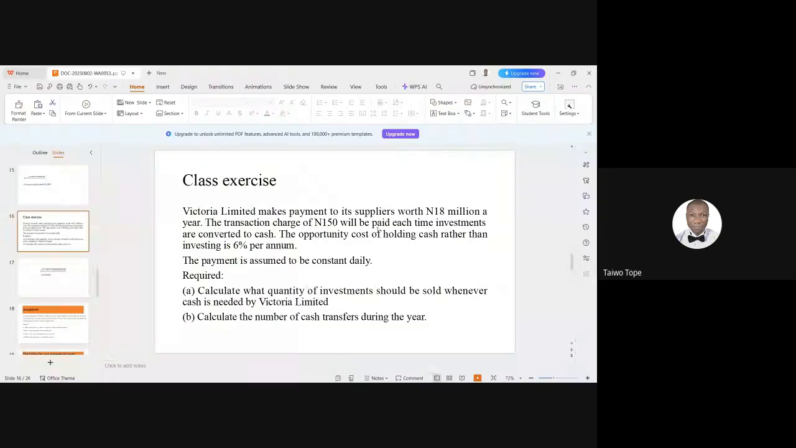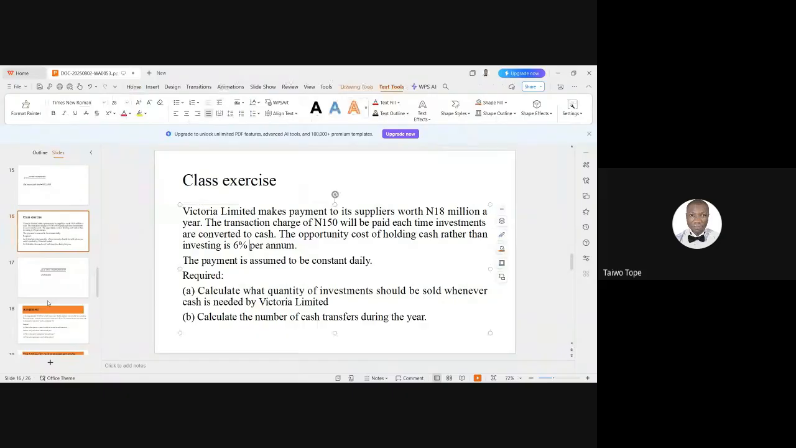If you are getting 18 million in a year, how many times will you get 300,000 in a year? It means 18 million divided by 300,000. You get that? It means the number of times you will be asking for 300,000 will be 60 times. That is the interpretation of B.